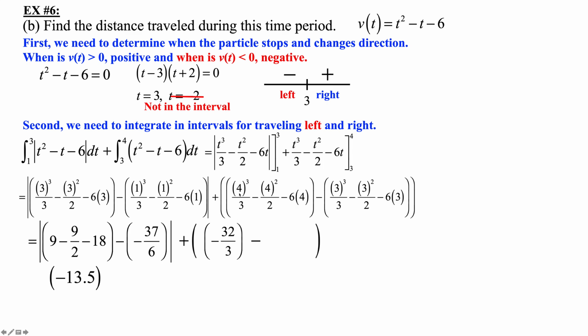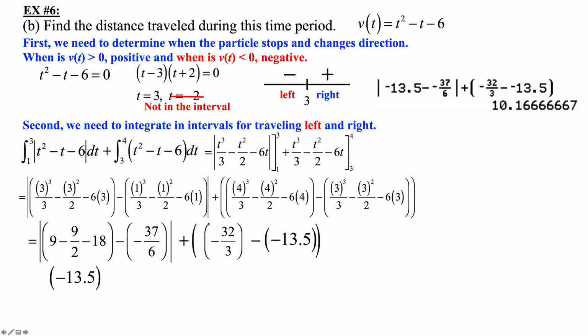Here we're going to get our 4 to the third, which is 4 times 4 is 16, times 4 is 64 over 3, minus 16 over 2. Let's just punch it in the calculator. That's what we did, negative 32 over 3. And like I said, we don't have to evaluate that one. We already did that. So now we're going to crunch out all the numbers, negative 13.5 plus 37 over 6.